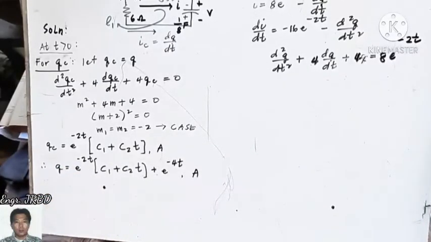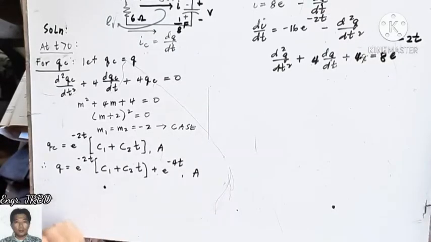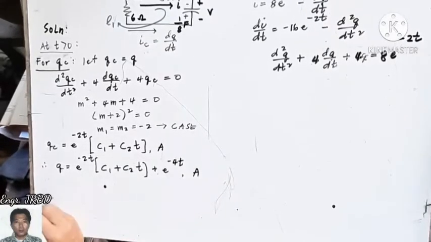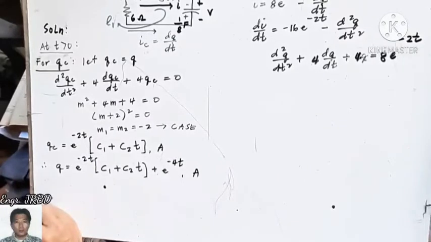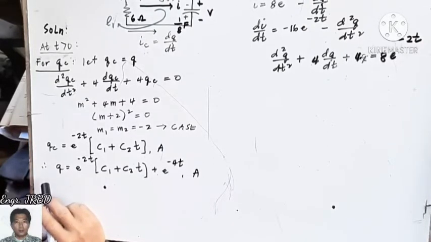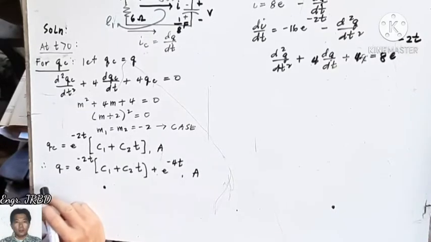And to determine the value of C1 and C2, we follow the same procedure as we have done in our first examples. Okay? So how do we find your Q in any of the equations that we have here? Okay. So at time t equals 0, we have the initial value of V and the initial value of I.